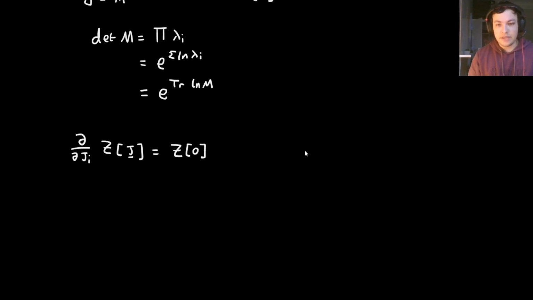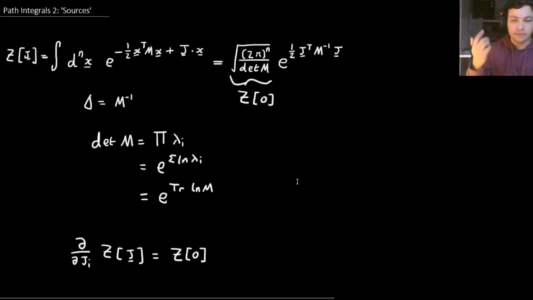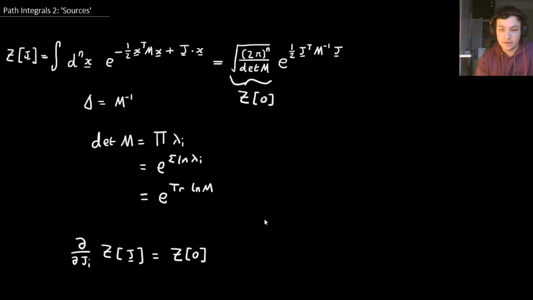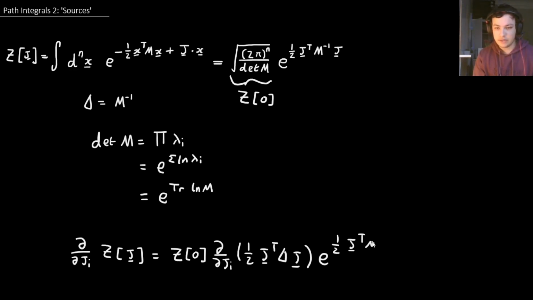And then we just differentiate the exponent with respect to J_i. So d/dJ_i of 1/2 J transpose M inverse, we're calling that delta now, J, and then times e to the half J^T delta J.